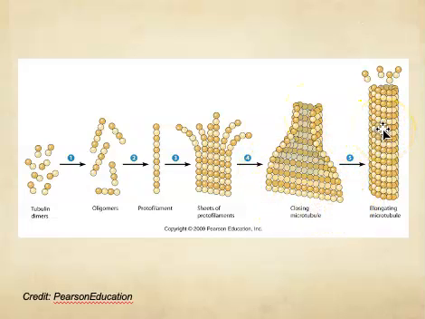Now, once the tube is created, remember, it doesn't just sit there in the cell. It's very dynamically changing. More tubulin can be added to the plus end, or tubulin can be removed from the minus end, so that the microtubule is constantly changing in length.